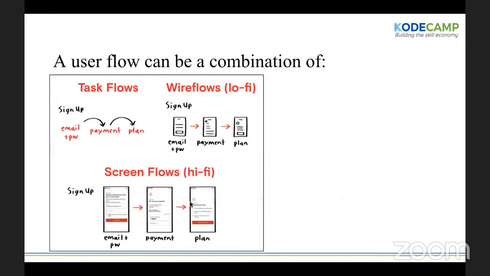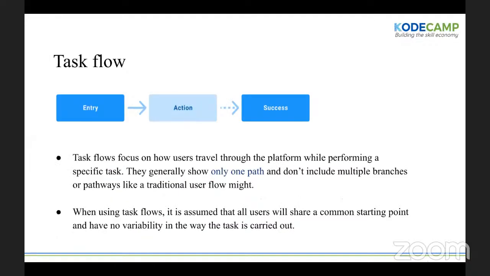Okay, so let's just go through all of them together. The first one is the task flow. All of these are what makes up a user flow. We can see here we have the entry point, and then the action, and then the success, right? Because at the end of the day, there's a destination.